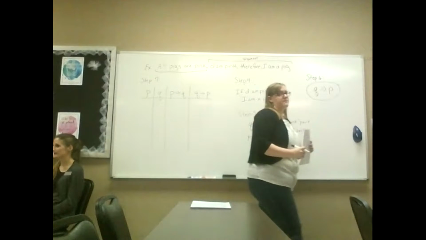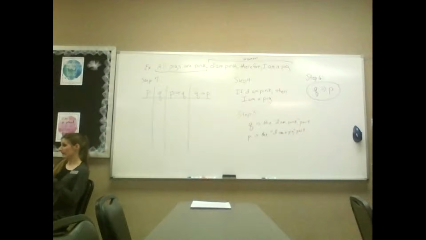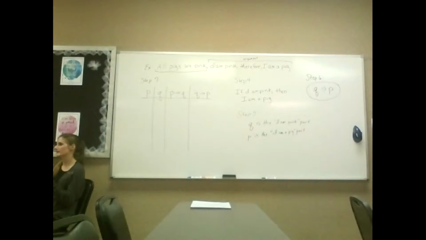This is what we're going to have. The P and Q are the variables from step 2. The P implies Q is the conditional from step 3. And then the Q implies P is the conditional here from step 6. Now we're just going to fill out this truth table like we've done thus far.